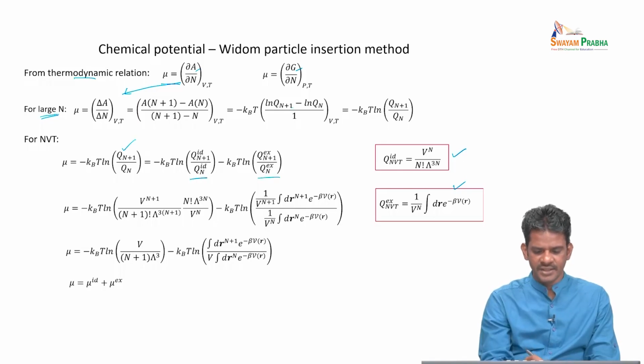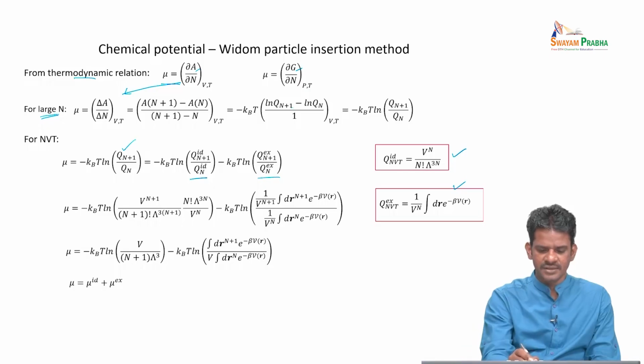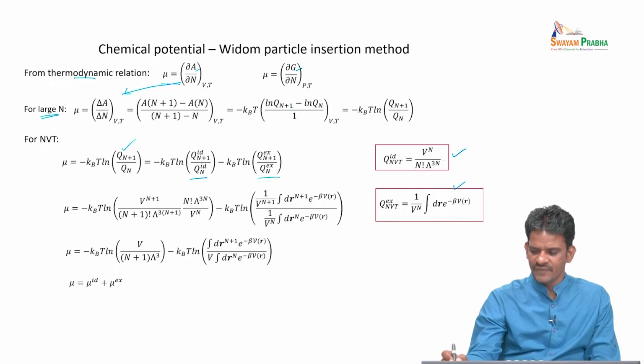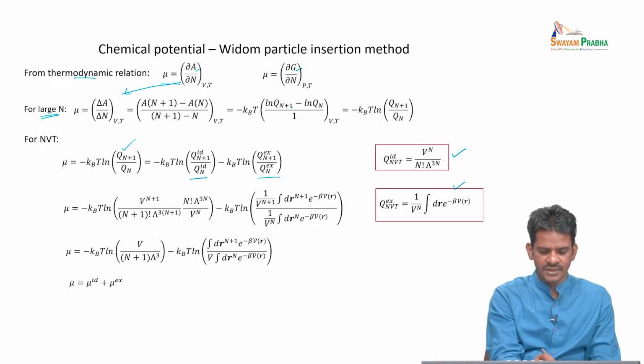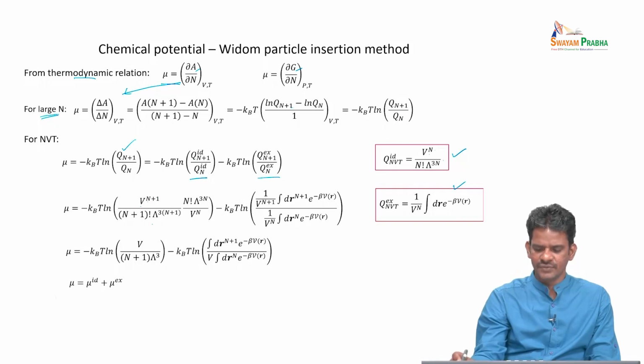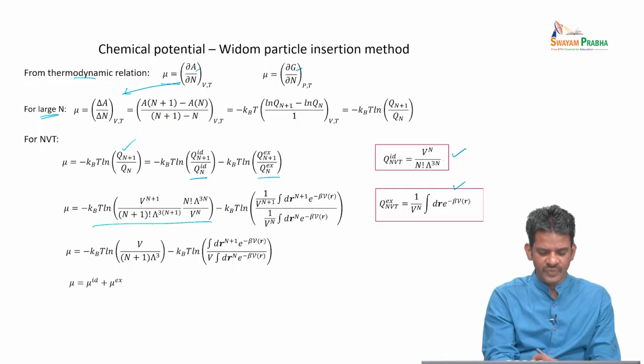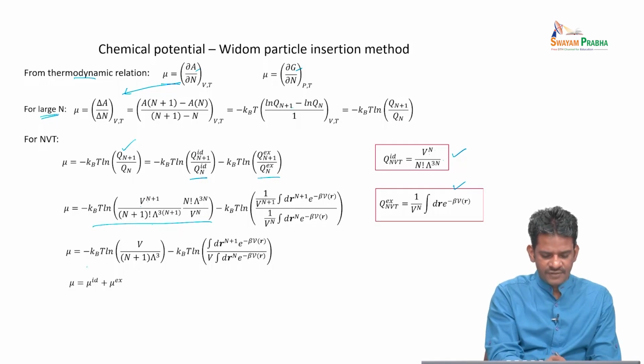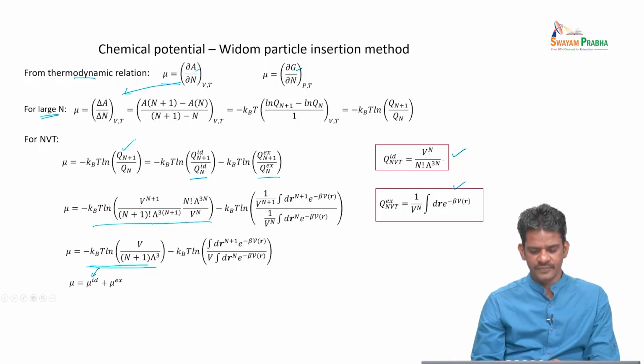And then the ideal part, the only difference is when you write this Q for the N plus 1 system, wherever you have N, you should put N plus 1. So, you can see this term becomes V power N plus 1, factorial, lambda cubed times N plus 1, whereas this Q_N ideal is just the inverse of this here because it is in the denominator. So, that is simple, and then you can see there are many terms which are cancelled, and then you will have the final term here which we call as an ideal part of the chemical potential.